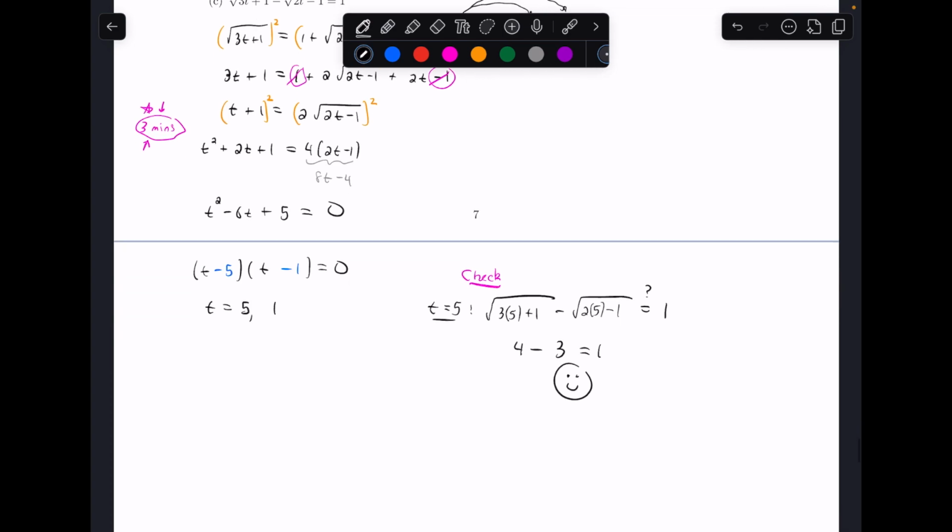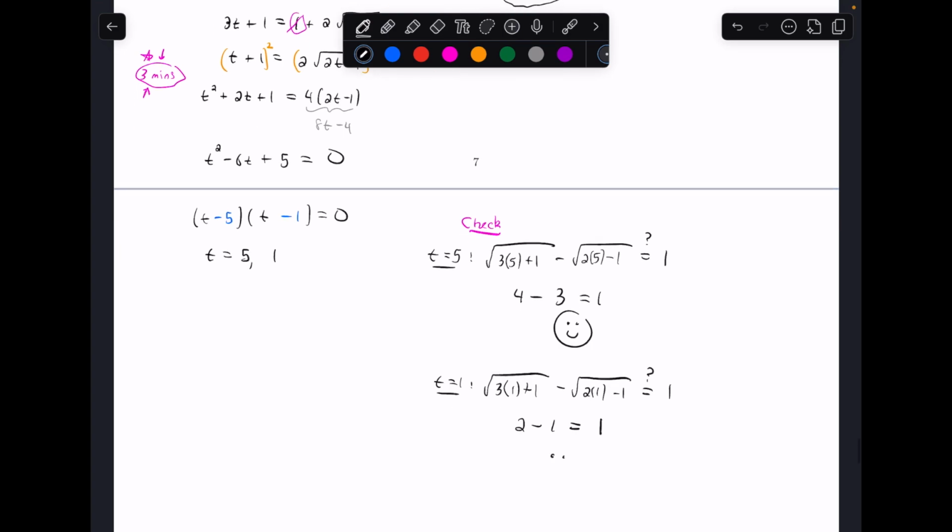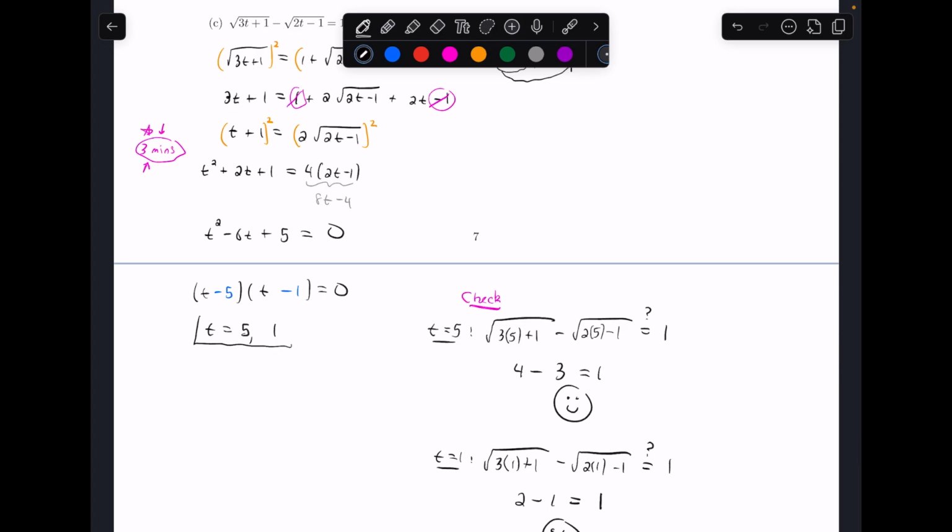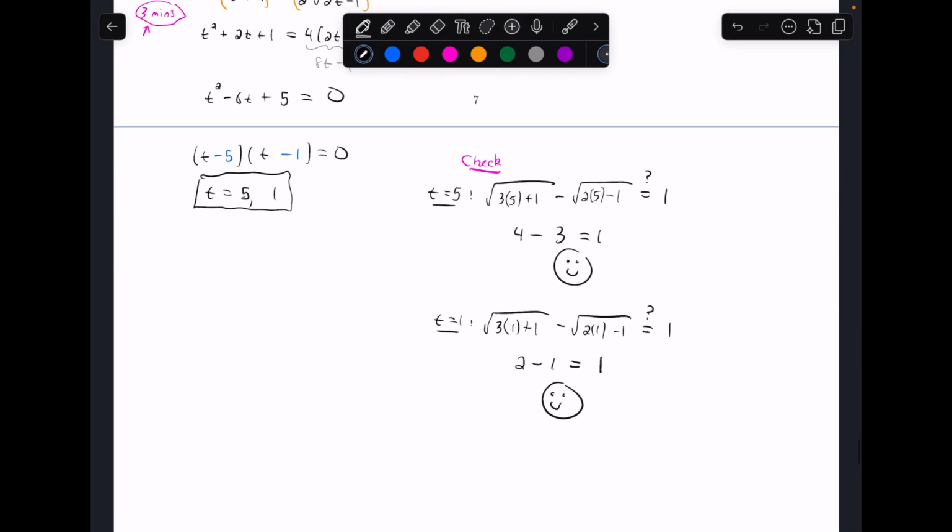And then I got to plug in t equals 1. So if I plug that in, I'll get the square root of 3 times 1 plus 1, and then minus the square root of 2 times 1 minus 1 equals, question mark, is it going to equal 1? So the first square root is square root of 4, which is 2. And then minus, I get the square root of 1, which is 1. And 2 minus 1 does equal 1. So this one works as well. So smiley face. So actually both of these answers work. So I got 2 answers, t equals 5 and t equals 1.